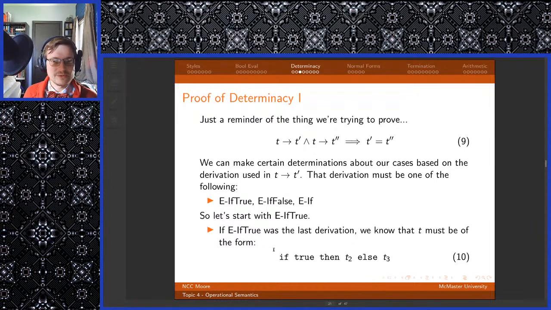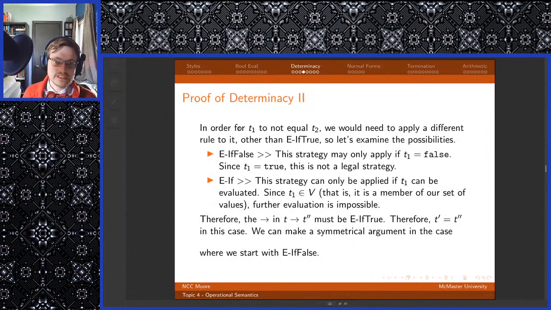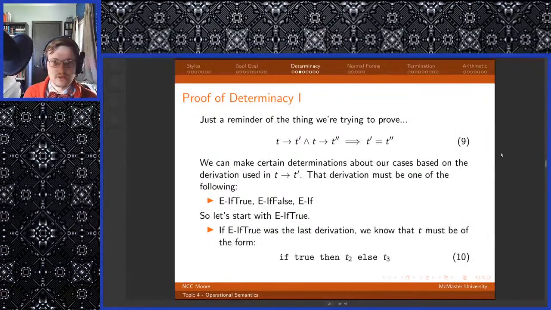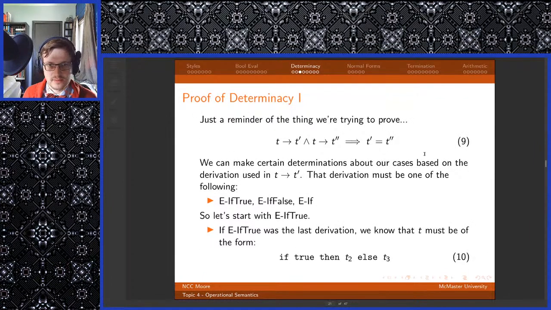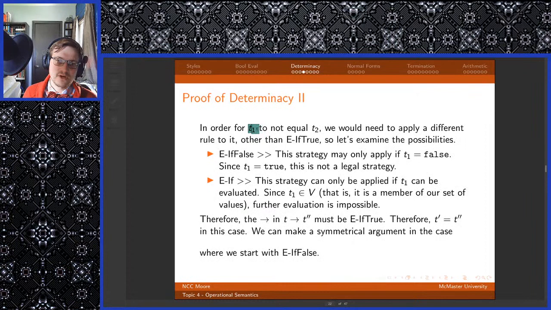So, anyway, we know that our first t that we're going to analyze must be of this form, right? In order for t1 to not equal t2, I'm sorry, that should be t prime and t double prime, we would need to apply a different rule to it, other than E if true. So let's examine the possibilities.